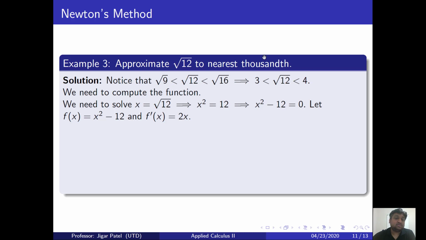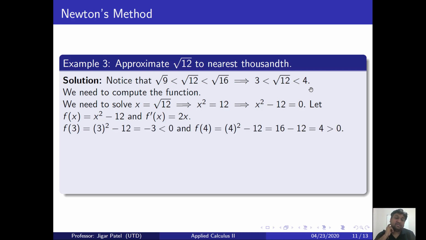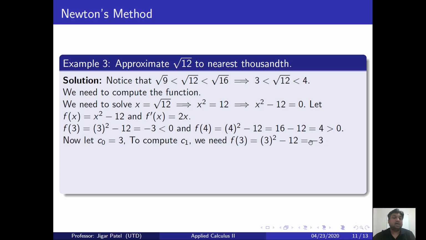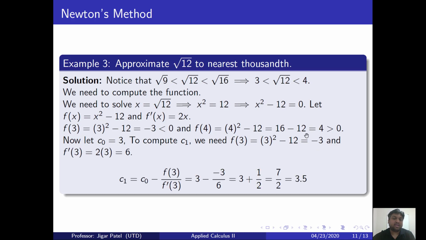Now check the necessary condition for Newton's method. I want f at 3 to be negative and f at 4 to be positive, or f at 3 to be positive and f at 4 to be negative. So I want a sign change in my function. Let's check. f at 3 is 3 squared minus 12, which is negative 3. f at 4 is 4 squared minus 12, which is positive 4. So the function indeed changes sign. Let c0 equal 3. To compute c1, I need f at 3 and f prime at 3. Very easy to calculate these entries, right?